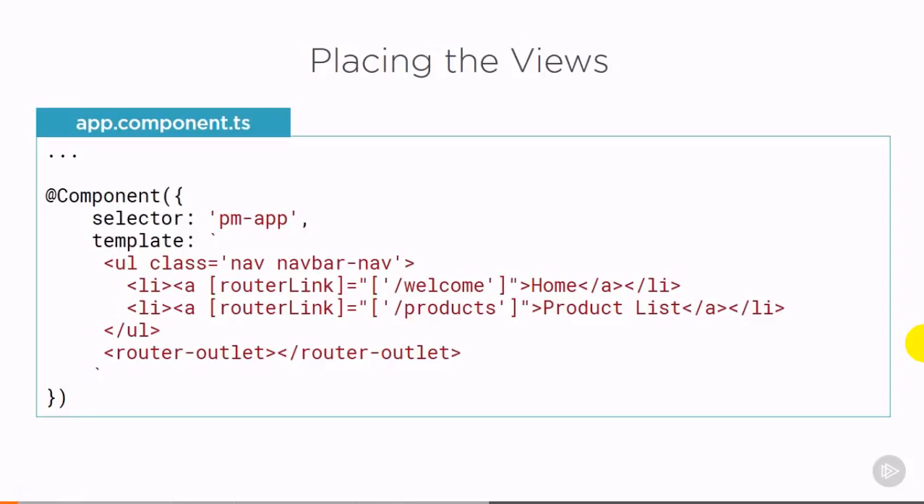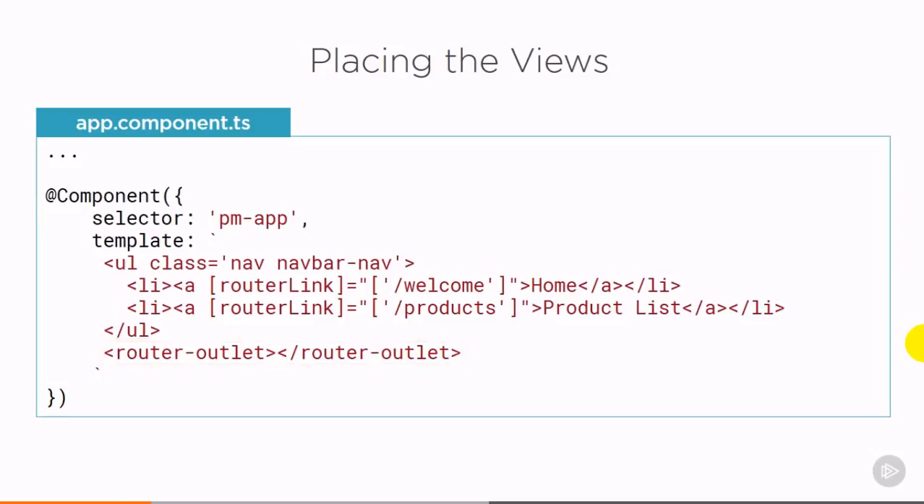When a route is activated, the associated component's view is displayed. But displayed where? How do we specify where we want the routed component to display its view? We use the router outlet directive. We place that directive in the host component's template. The routed component's view then appears in this location.